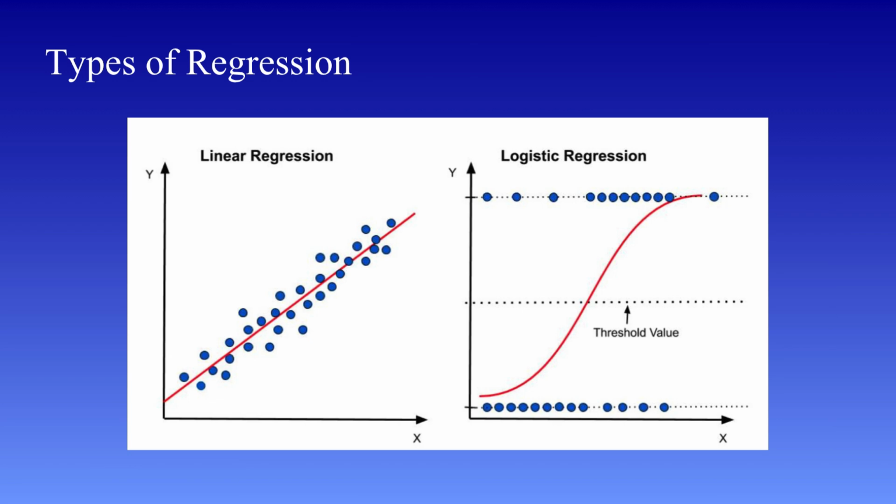Then we have logistic regression. Even though the name includes the word regression, this technique is actually used for classification problems. It is applied when the output variable is categorical, such as yes, no or true, false. Logistic regression predicts probabilities and helps in decision-making situations like fraud detection or disease diagnosis.